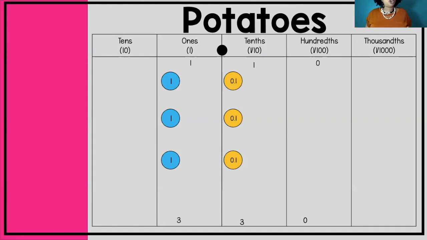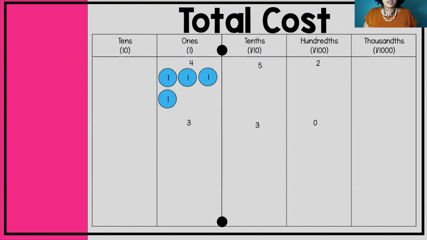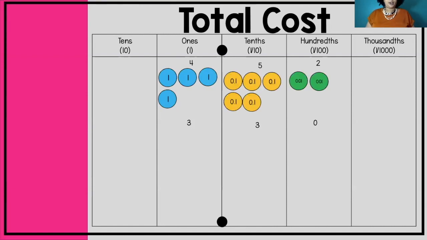Finally, I need to figure out the total cost. So let's do that. Now, for grapes we're going to cost me $4.52. Potatoes are going to cost me $3.30. I'm going to use my place value discs to create both of those numbers. So I have 4.52, and I have 3 and 3 tenths. Now I'm ready to add them together.